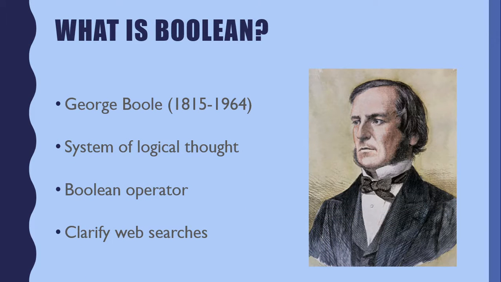First, what is Boolean? Boolean is named after George Boole, who was an English mathematician and a computer pioneer. Boolean is a system of logical thought, in this case, a logical way to search through an insane amount of data. You might have heard the term Boolean logic before. Operator is the term for the rule that you use to perform a search operation. This helps strengthen your accuracy of your search results to help you find the best information possible.